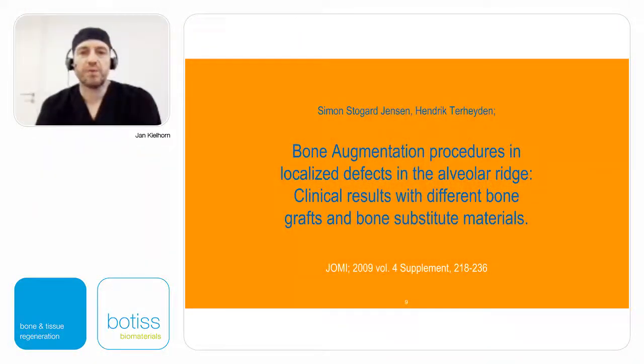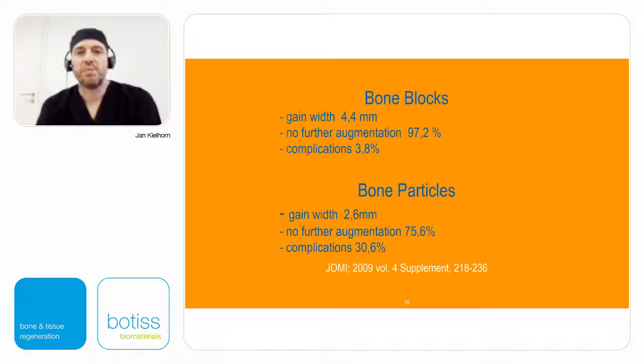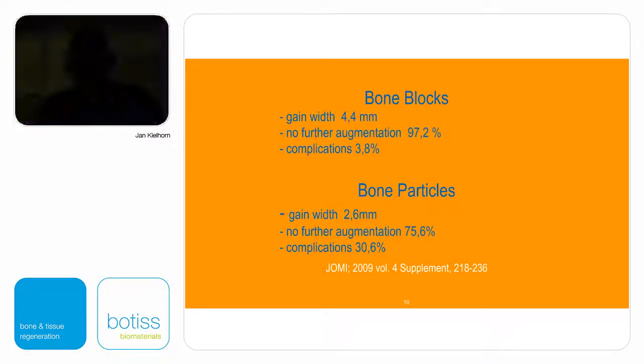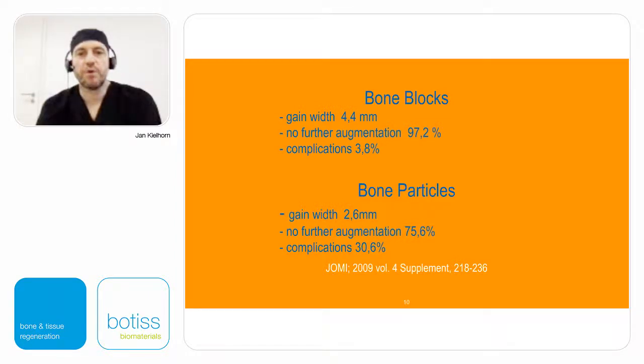If we look at bone augmentation procedures in localized defects, even back to the Jomi publication of 2009, we will see that bone blocks had a gain of approximately 4.4 millimeters, and in nearly all the cases, no further augmentation was necessary, of course, as we built up as much bone as we needed. And we had a rare complication side, because it's very nice to handle. So even if we had a complication, you will not lose it all.